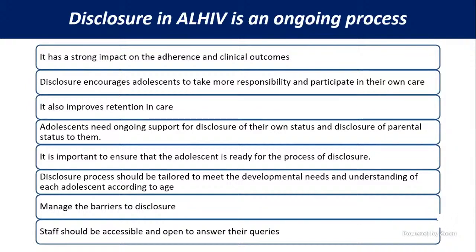Not all adolescents can be taken for granted, and on the very first day we are not going to disclose everything. Gradually, we have to tailor the disclosure to them, and always manage the barriers to disclosure. What are the barriers? Why are the parents not able to disclose? All those things have already been explained, and they should be taken care of while dealing with the adolescent.